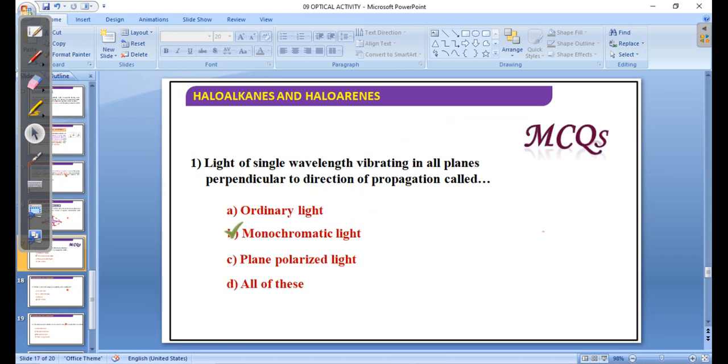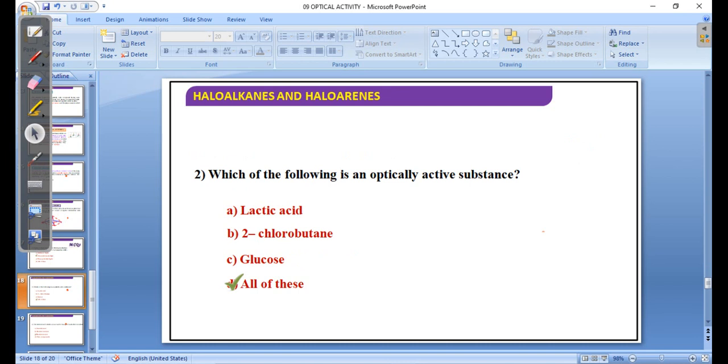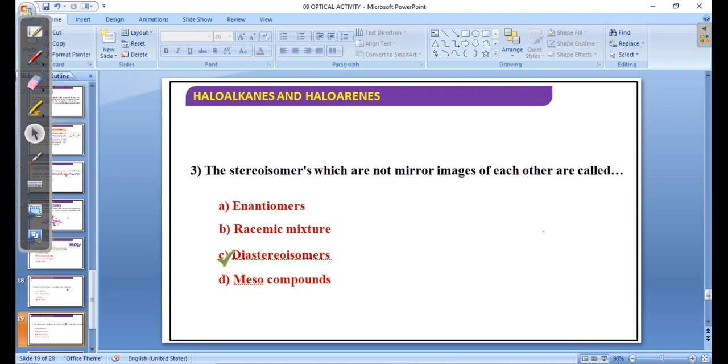Next, light of a single wavelength vibrating in all planes perpendicular to the direction of propagation is called monochromatic light. Which of the following are optically active substances? Lactic acid, 2-chlorobutane, glucose, all of these. How do we know these? We have to know the structure, then only we can do it. Next, the stereoisomers which are not mirror images of each other are called diastereomers. If they are mirror images, then those are called enantiomers.